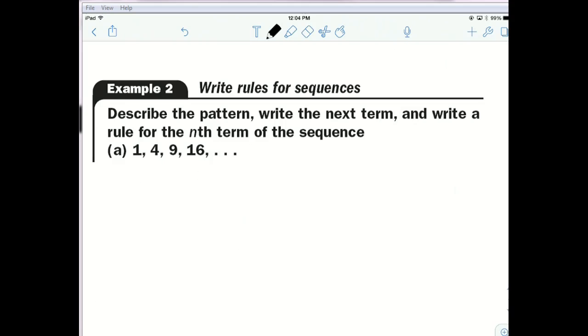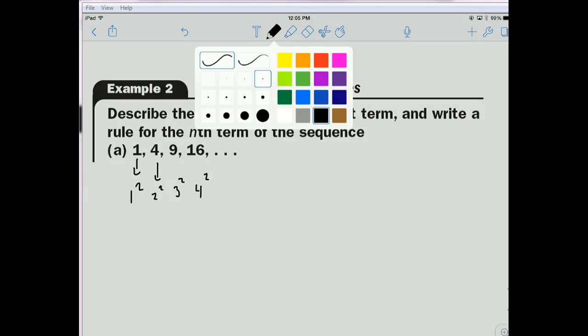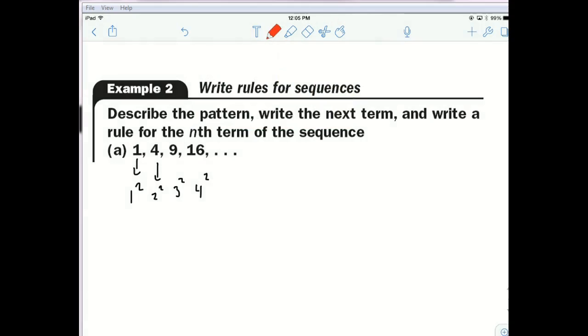But if you look closely at these numbers, you'll recognize that 1 is 1 squared, and 4 is 2 squared, and 9 is 3 squared, and 16 is 4 squared. All right, and so we've got a pattern here that's pretty noticeable. This is the first term, this is the second term, here is the third term, and this is the fourth term.